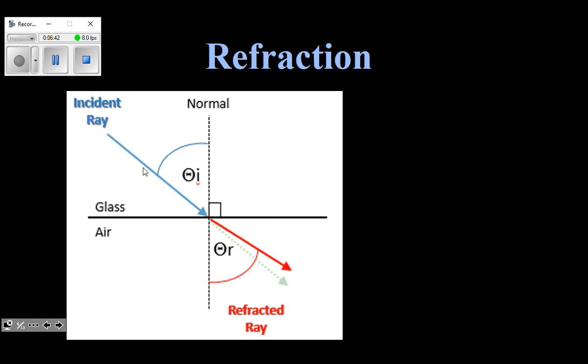But look what happens. What I've drawn here is the incoming ray, and this green ray is where it would have gone if it didn't bend. So you notice what's happened. The refracted angle, the angle of refraction, is larger than the angle of incidence. So it bends away from the normal. When we go from a more dense to a less dense medium, it bends away from the normal.